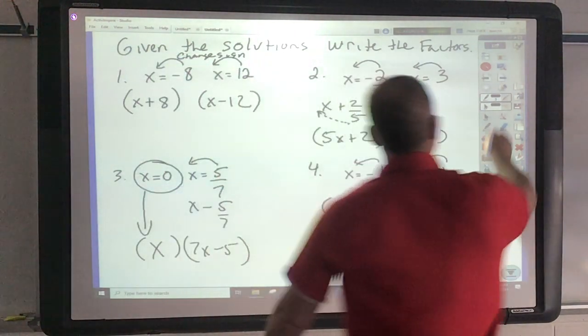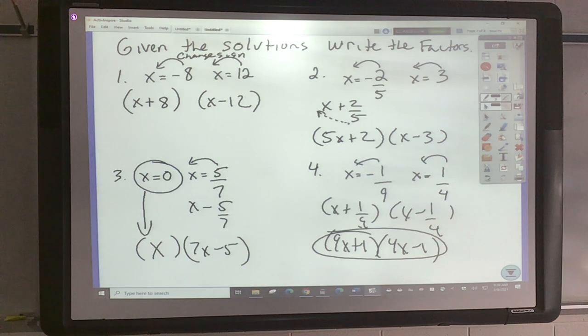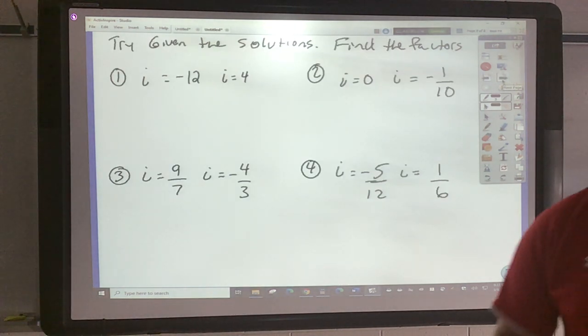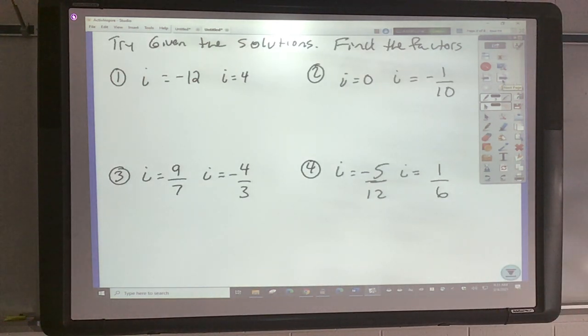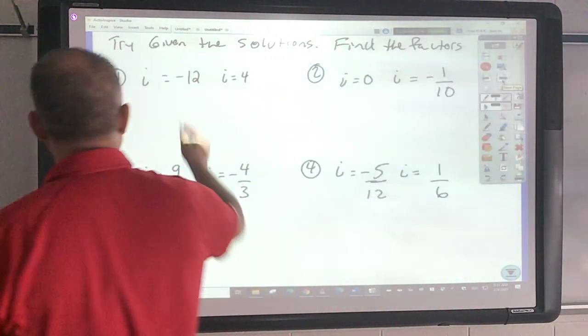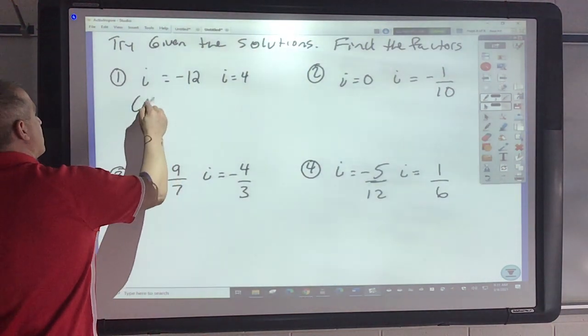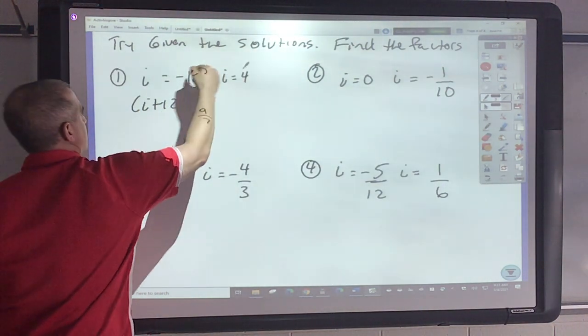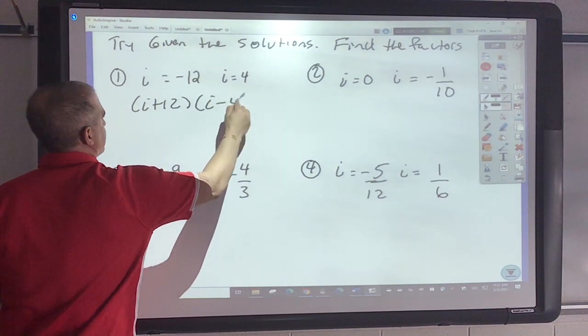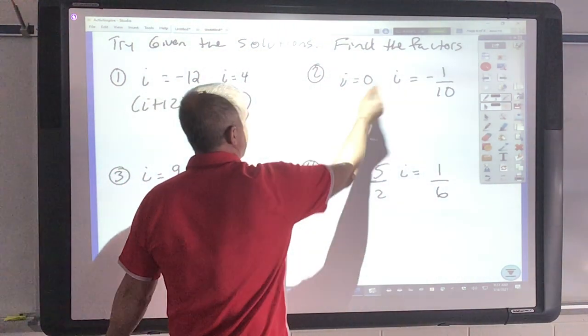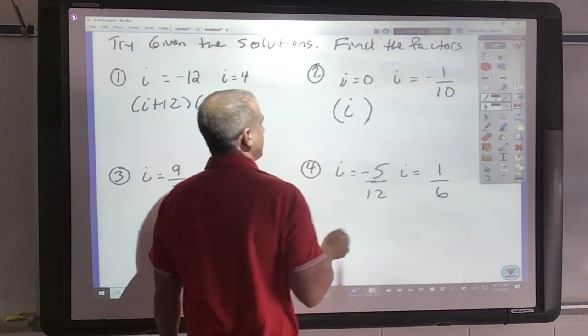Go ahead and don't worry about the letters. If it's x or I, does not matter. It's the same thing. So I'd like you to take a few minutes and go ahead and find the factors given the solutions. So this one's going to move back. It will be I plus 12. This one's going to move back. It will become I minus 4. Very simple. I equals 0, so that factor is just I.